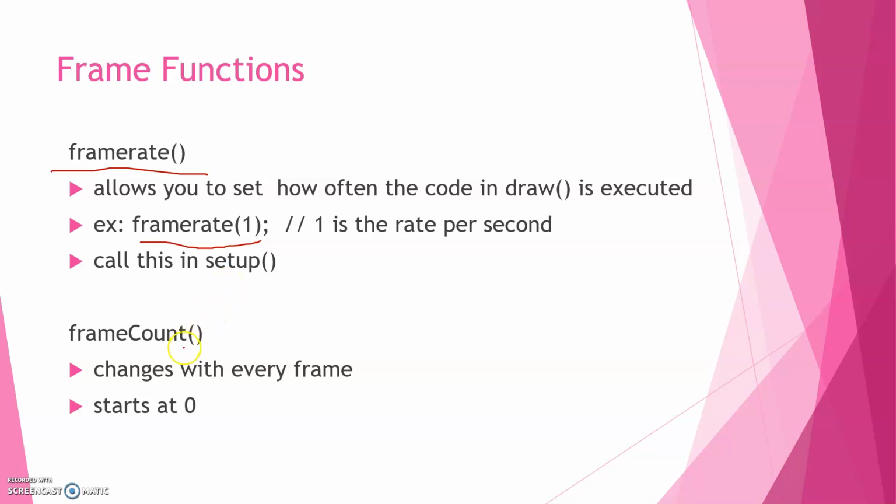We also have a frame count, and the frame count changes with every frame, and it starts at 0. So every frame, it'll go up. If your frame rate is set at 1, every time a second goes by, this frame count will go up by 1. And we can use that frame count to create an animation.